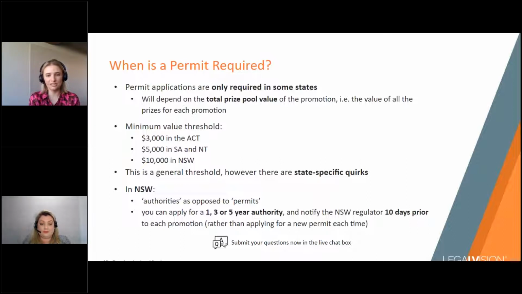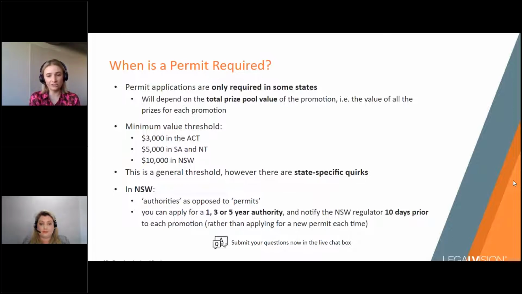So, for example, in New South Wales, as opposed to a permit, you obtain an authority. This means that you can run a trade promotion or different trade promotions for set periods of time. So you can apply for a 1, 3, or 5 year authority. And then all you need to do is notify the New South Wales regulator 10 days in advance and submit your terms and conditions each time you want to run a trade promotion. Whereas in the ACT or South Australia, for example, you'll need to apply for a new permit with each promotion.